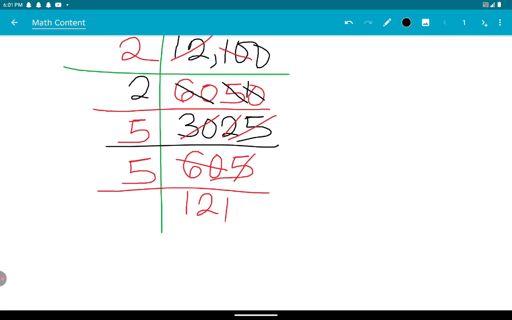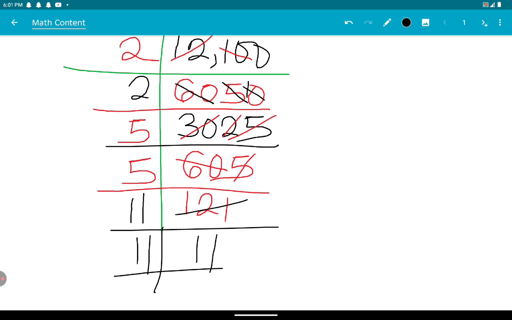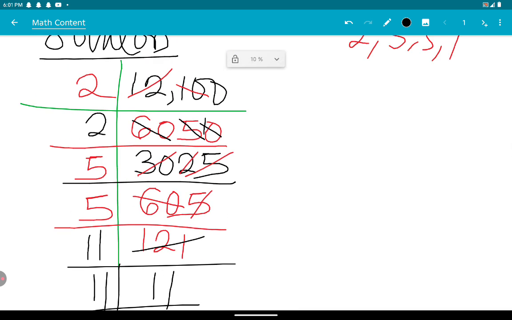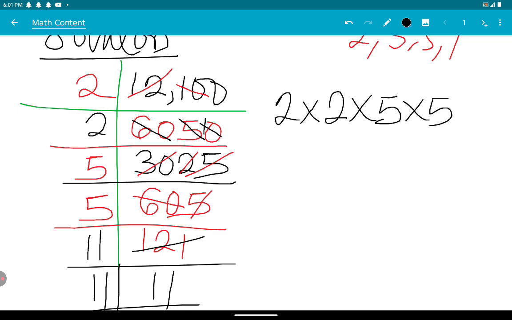We have to use another number, that's 11. 11 in 121 is 11. And finally, 11 in 11 is 1. So it means that the factors are 2 multiplied by 2, multiplied by 5, multiplied by 5, then multiplied by 11 and 11.